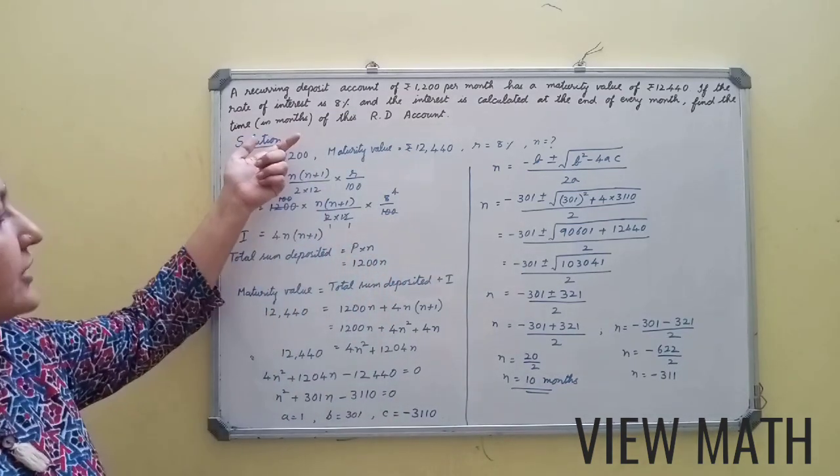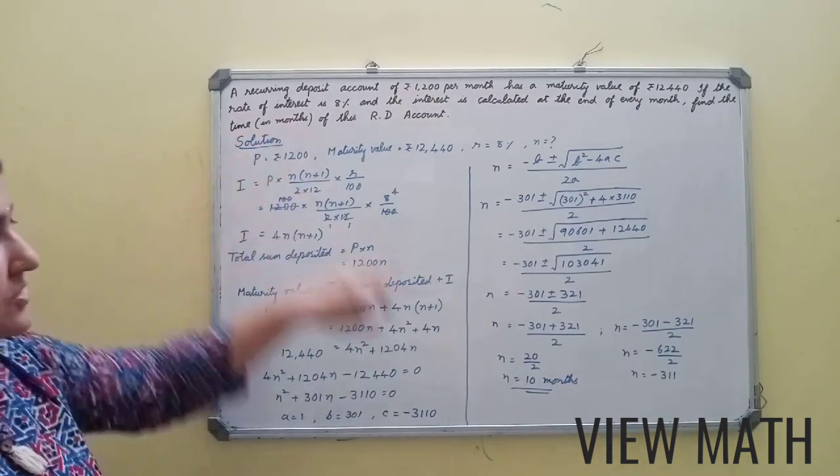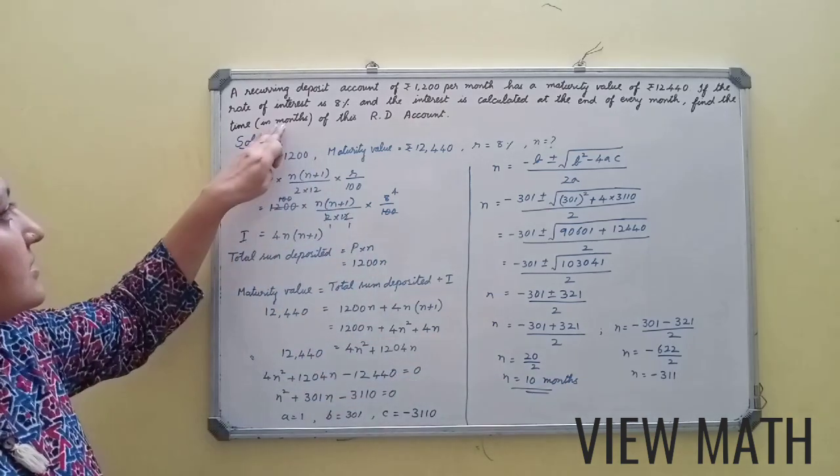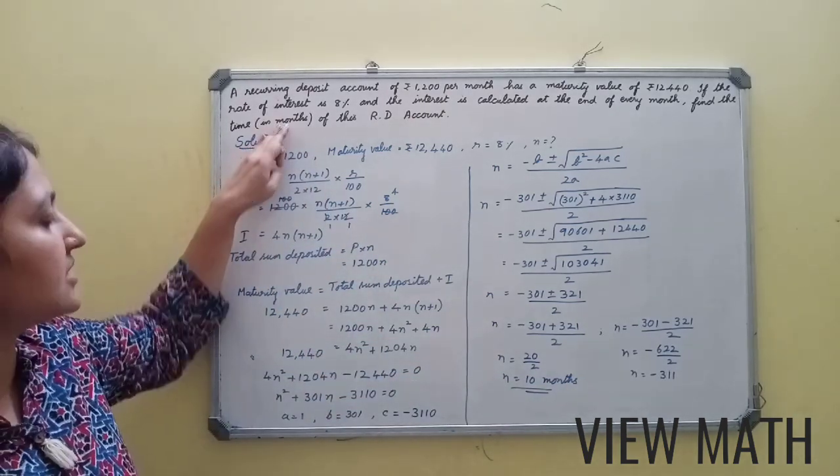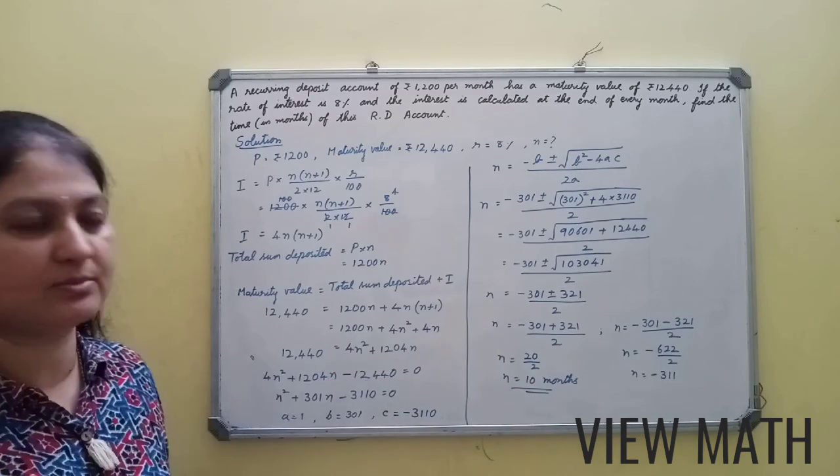So this is the thing they are asking us to find out. Find out the time in months. So I am leaving it in months because they are asking us to find it out in months. So the number of months is 10 months.